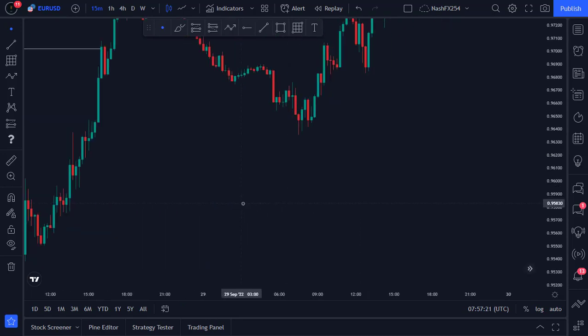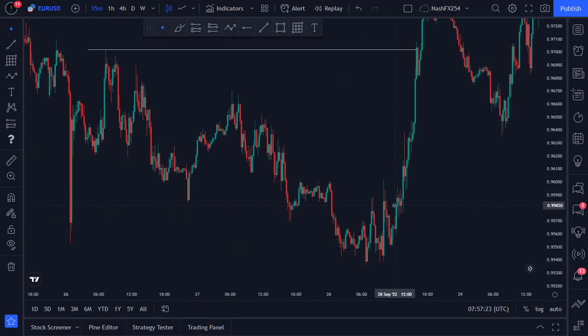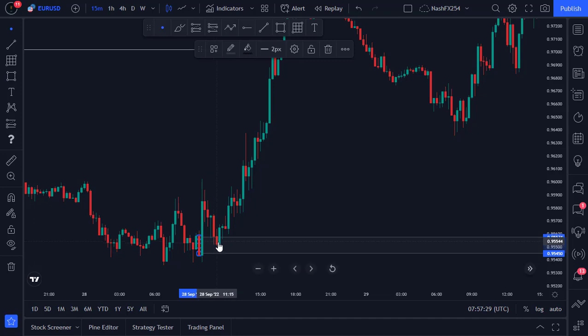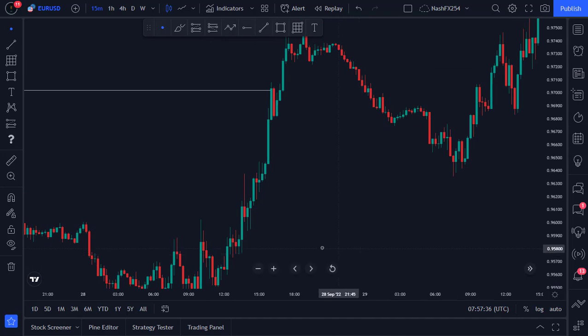Let's see if we can get an order block. This was the first order block, which was a nice entry. This one was the first one. The price did tap it and push to the upside, so you can't count this one again. Let's look for another one.